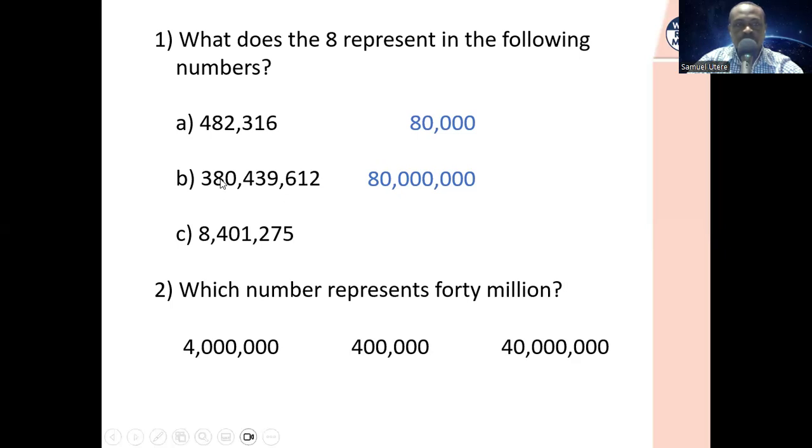So 8 tens. If you were to do this in the place value chart, you will use 8 counters. Here, the 8 represents 8 million. The 8 is in the million column. So if you were to represent this in the place value chart, you will use 8 counters to represent the 8. For question 2, you were asked, which number represents 40 million? 40 million is this one.